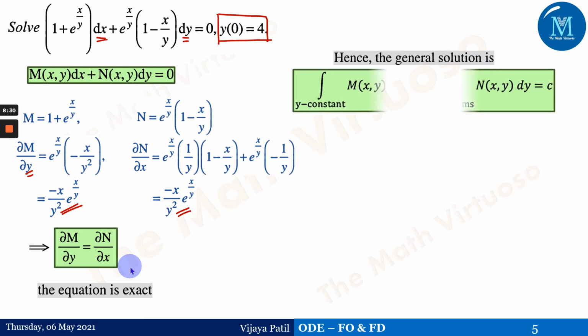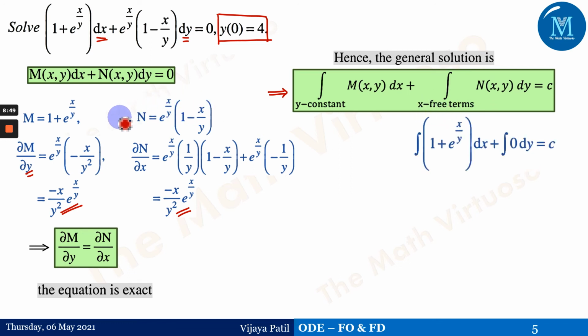If it is an exact equation, the general solution would be given to us by the same formula. We have to apply it here, that is the integration of Mdx keeping y constant, and the integration of those terms of N that are free from x. If you observe here, we do not have any term in N which is free from x. That is the reason it is the integration of 0 dy equals c, and we have to integrate just 1 plus e to the power x by y with respect to x. After integration, we will get something like this. Now the real part is what we have to consider here.